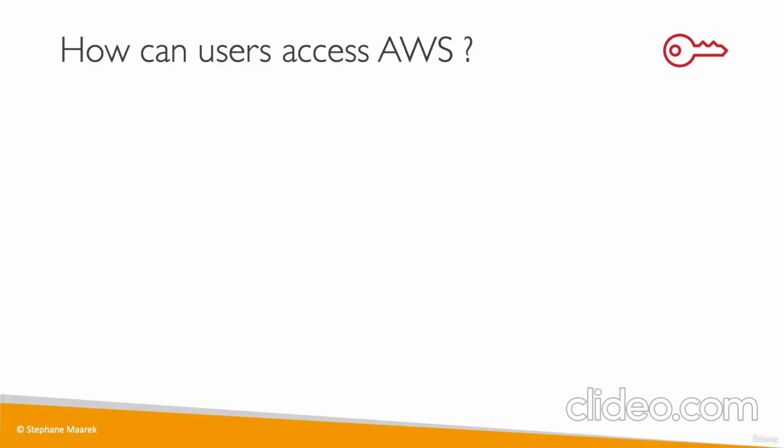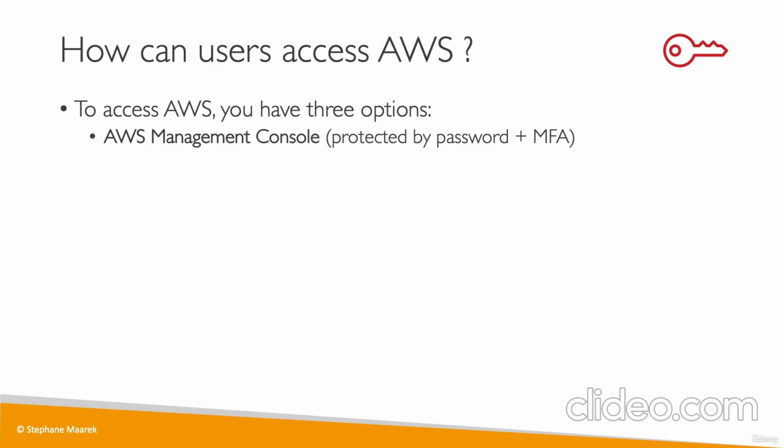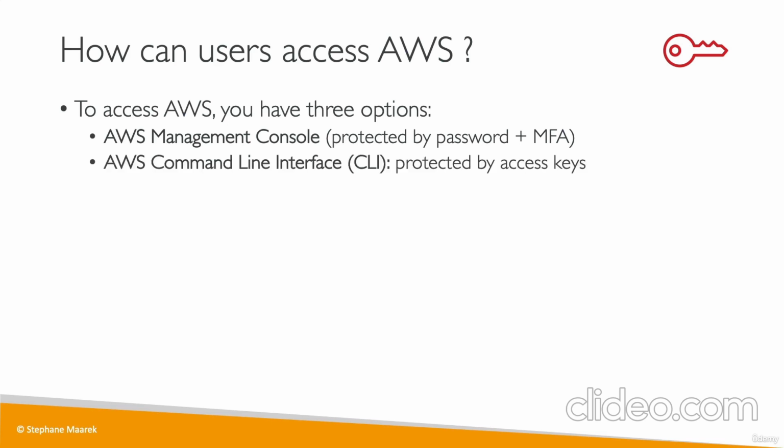So we have seen how to access AWS using the Management Console, which is the web interface that we've done so far in this course. But there are actually 3 different options to access AWS. The first one is the Management Console, as we've seen, and it is protected by your username and password, maybe multi-factor authentication. Then there is the CLI, Command Line Interface.